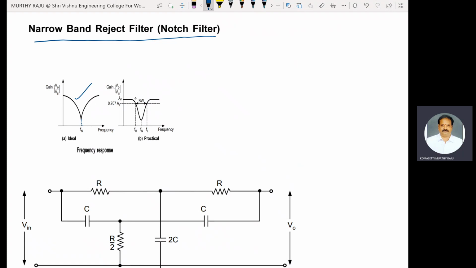This is the stop band. This one is the ideal case. The stop band of that filter is very narrow. Narrow band rejection filter.